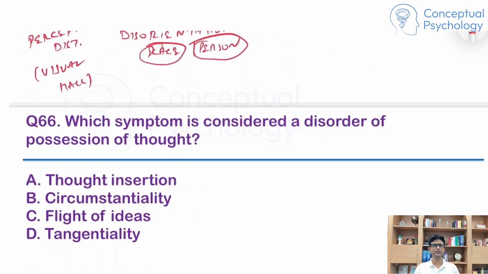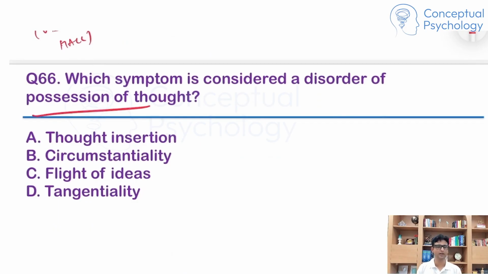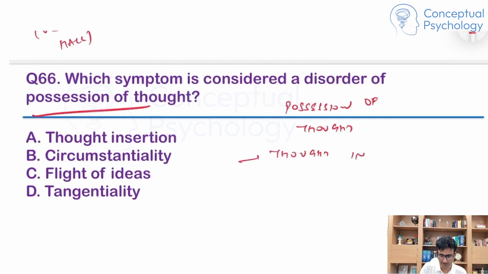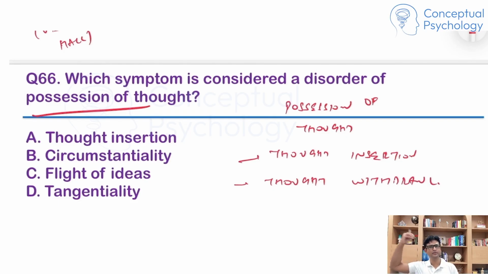Which symptom is considered a disorder of possession of thought? Now, in disorders of possession of thought, we can have thought insertion, where the patient believes that somebody is putting thoughts in my mind. Thought withdrawal. The patient says, somebody is withdrawing or stealing thoughts out of my mind. I cannot think of anything because somebody is using some technology to take away all my thoughts.